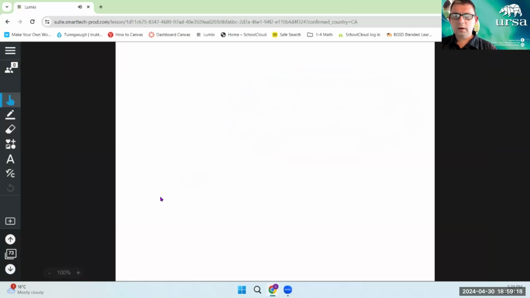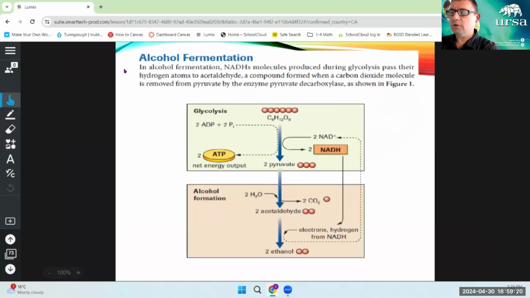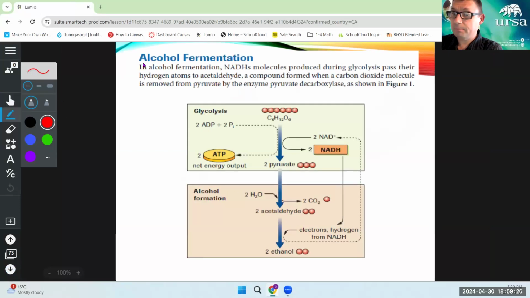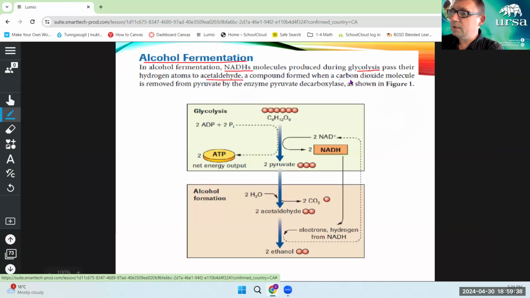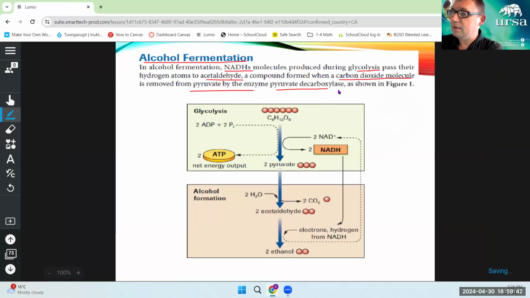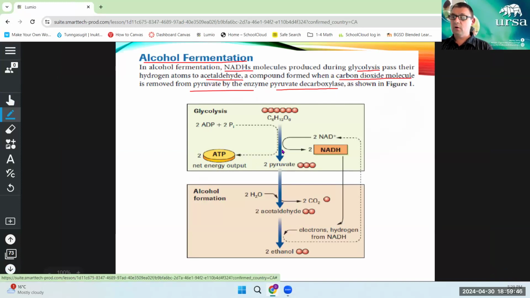So that's an overview of anaerobic respiration. Of course, there's a couple different pathways. Of course, we have alcohol fermentation, commonly utilized by plants, yeast, and so on. Here, the NADHs produced during glycolysis pass their hydrogen onto acetaldehyde. How is acetaldehyde formed? It's when carbon dioxide is removed from pyruvate by pyruvate decarboxylase, as we see in the diagram below.